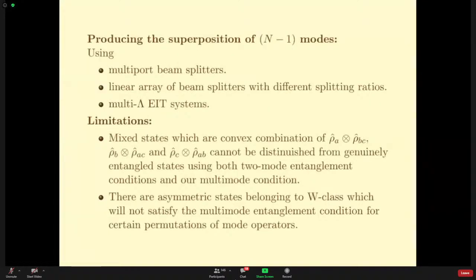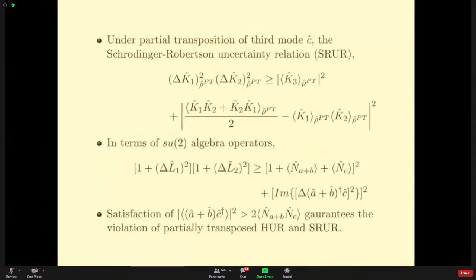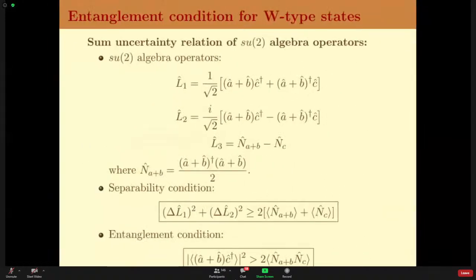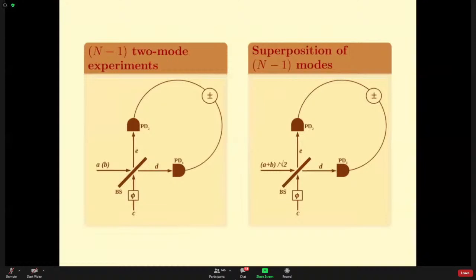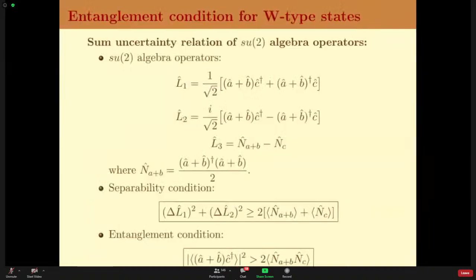Okay, so now the question is how to produce the superposition of n-1 modes. In this diagram I showed that instead of sending A and B separately, we can send the superposition A plus B divided by root 2. So for an n-mode system, we will have a superposition of n-1 modes. So how to produce that superposition?